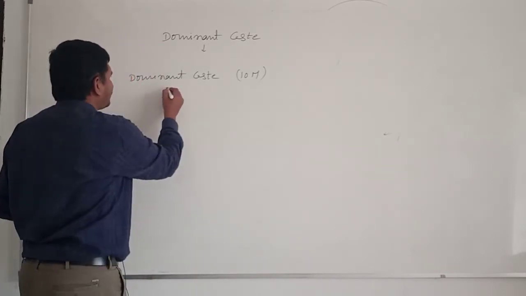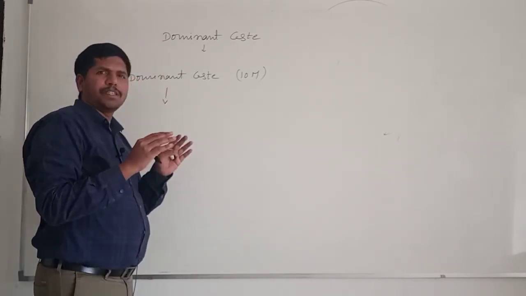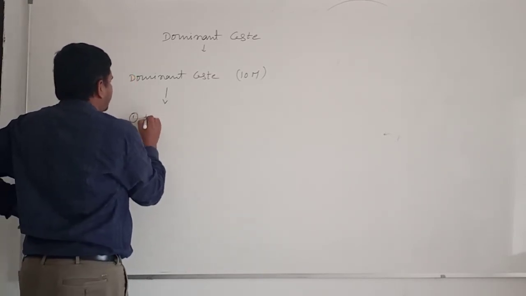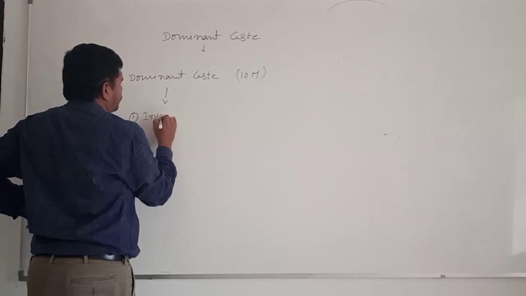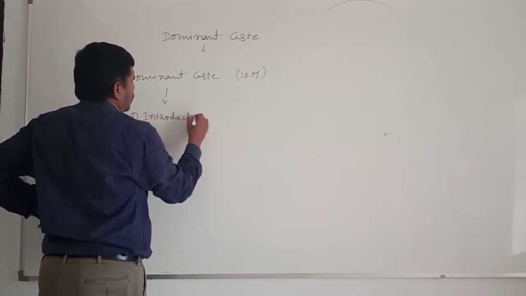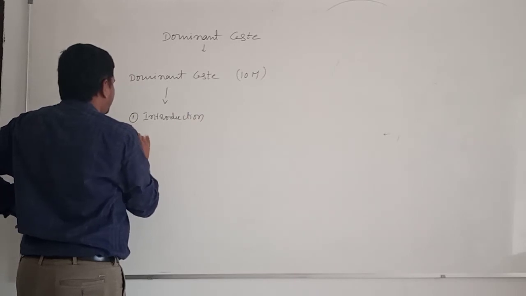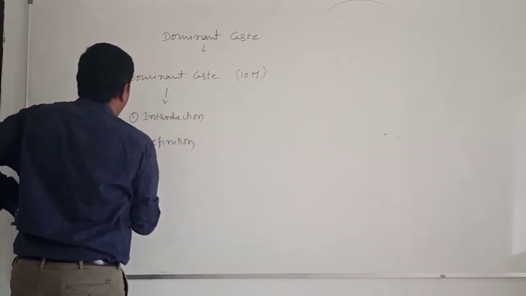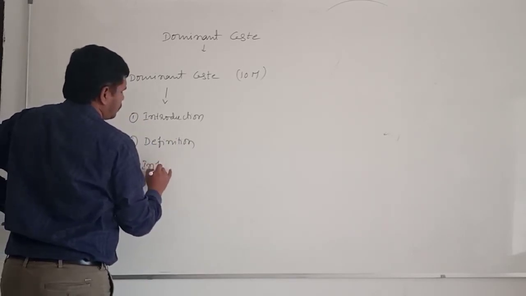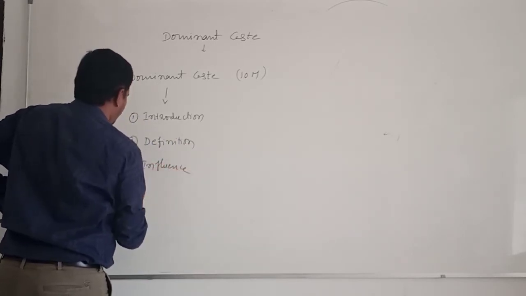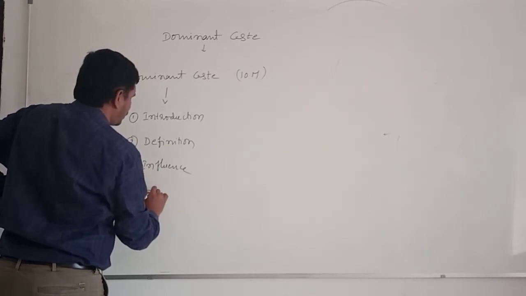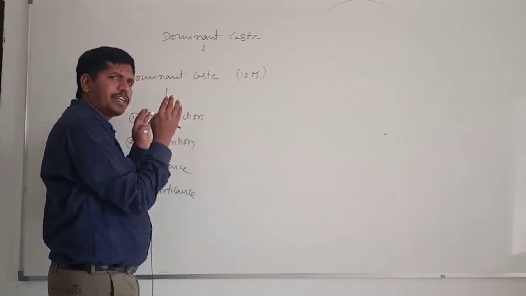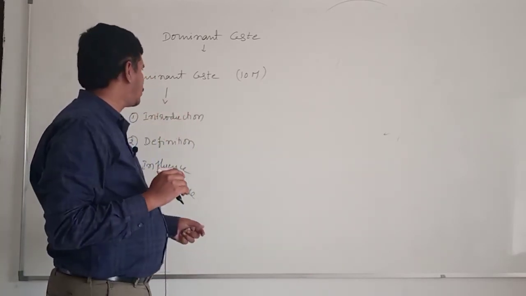Here in our answer, there must be comprehensive coverage of the entire concept. First one is the introduction part. After that, the definition must be there. After that, influence. After that, significance. This is a 10 marks question. You have to write about the concept. You need not discuss criticism.